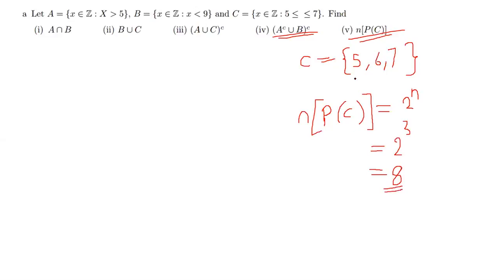So when you list the subsets that this set C has, you discover that they are all going to be 8 in total, including C itself and the empty set. Don't forget about the empty set and C itself. They are all part of the subsets.